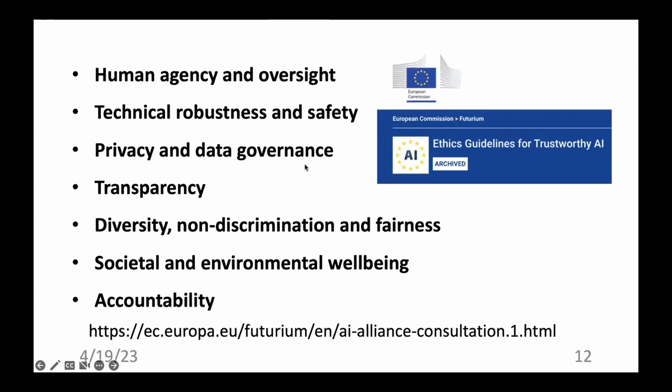Very good. Okay, so without further ado, the 7 key requirements for trustworthy AI as postulated by the European Union are: first, human agency and oversight; second, technical robustness and safety; third, privacy and data governance; fourth, transparency; fifth, diversity, non-discrimination and fairness; sixth, societal and environmental well-being; and the 7th key requirement is accountability.